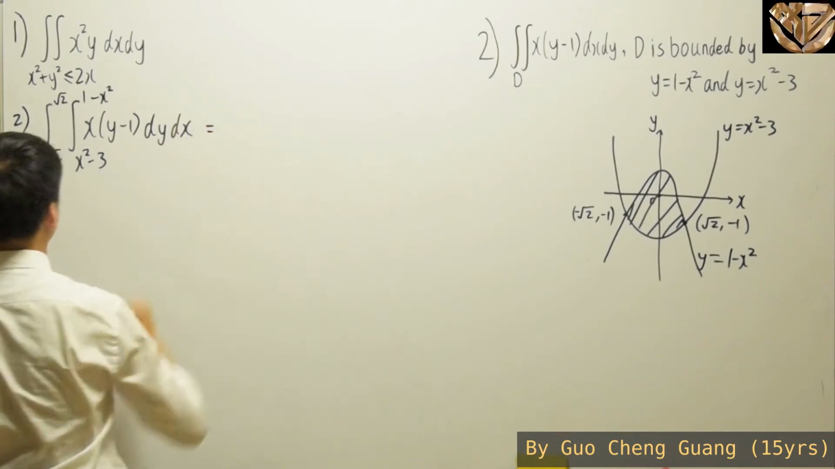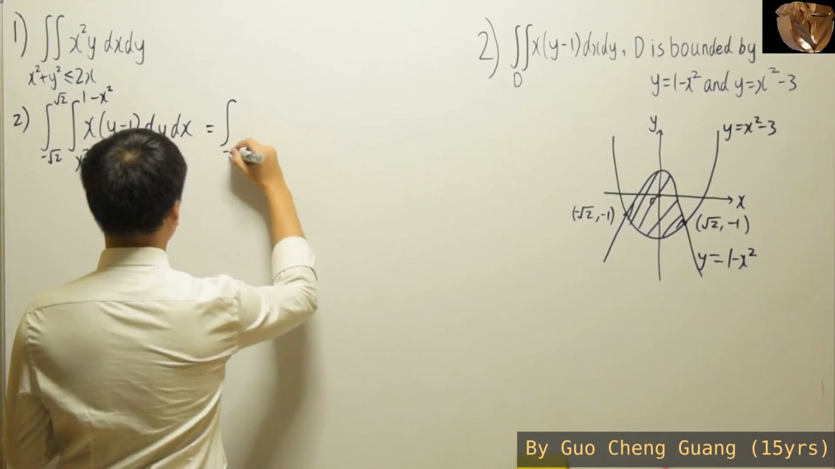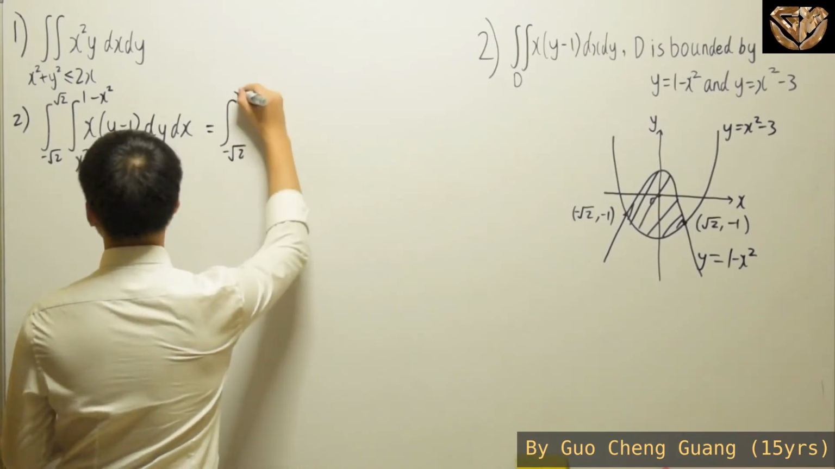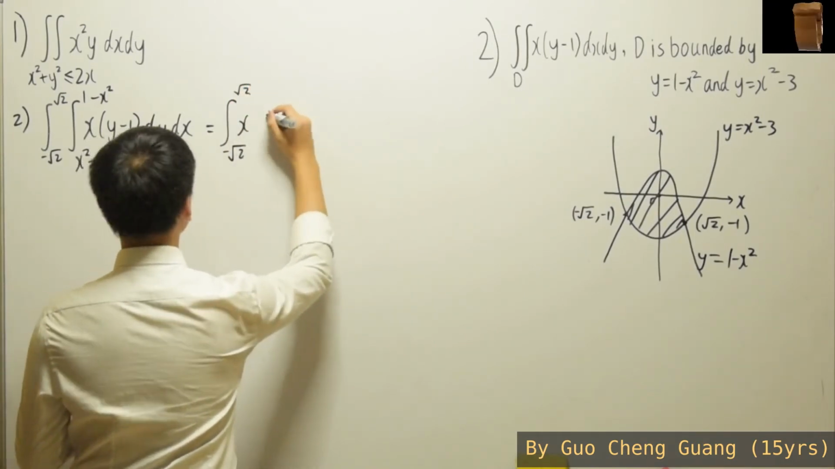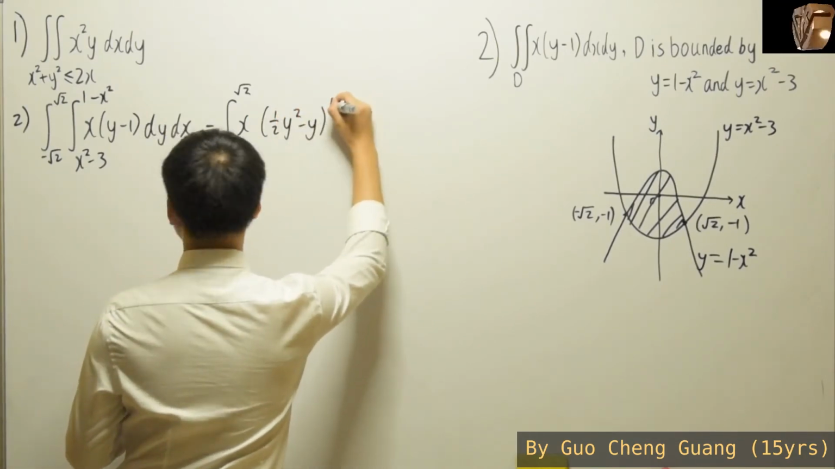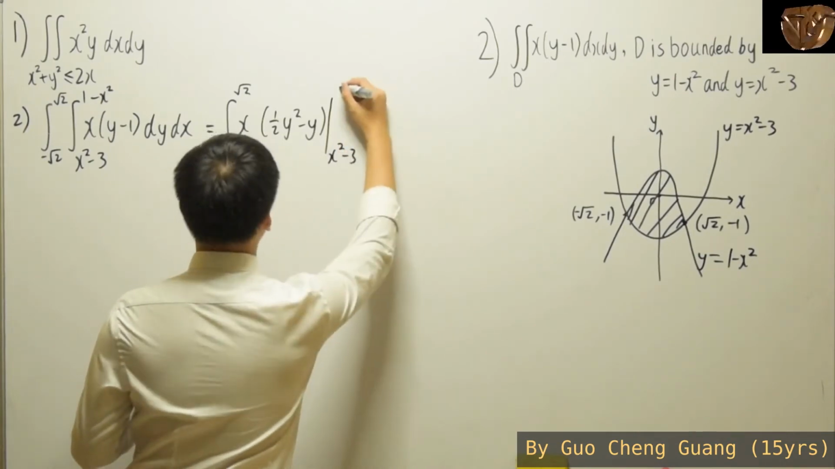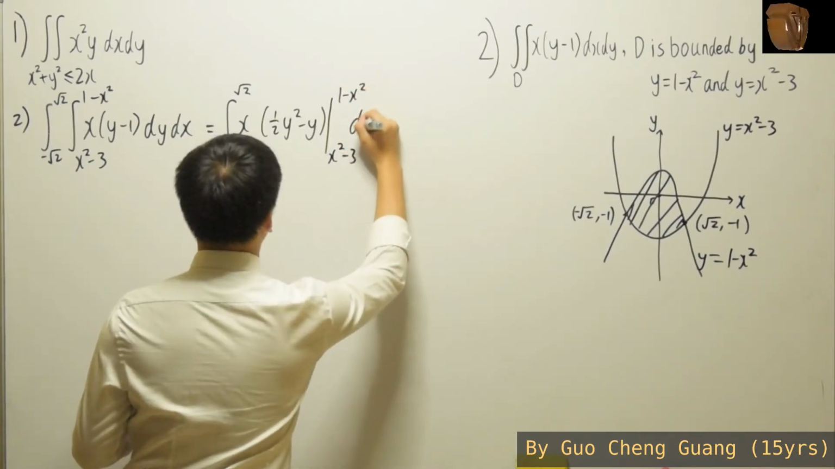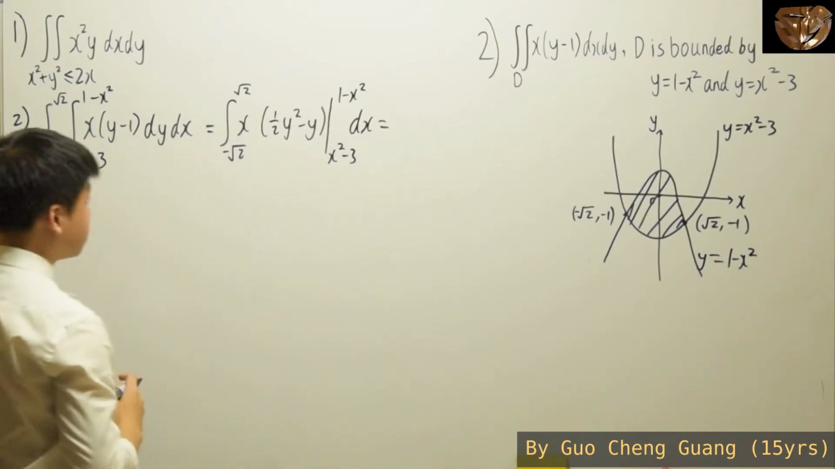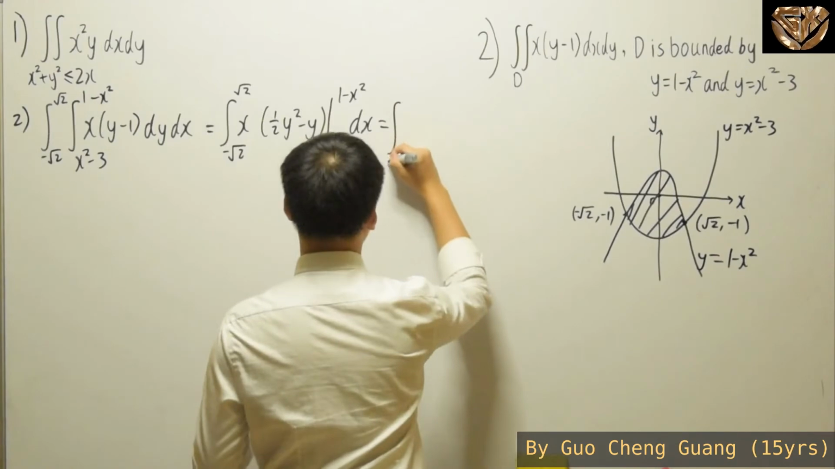And then you can just integrate it first. So integrate from negative square root 2 to square root 2, you're going to have x times half y squared minus y. Then you substitute in the values x squared minus 3 to 1 minus x squared, and then dx. Alright, so next is just to substitute in the different values you will be seeing.